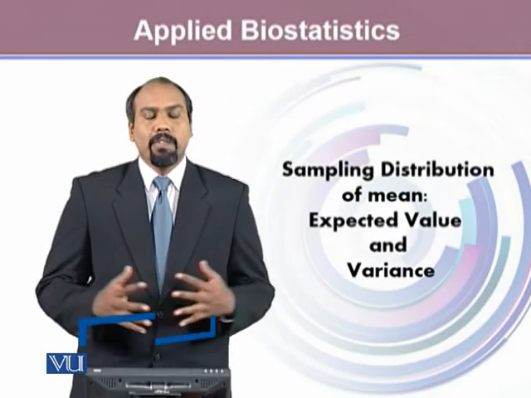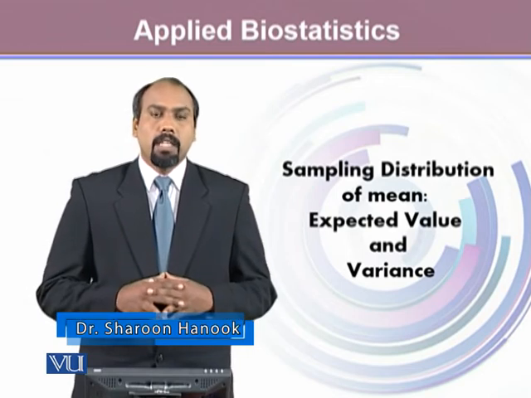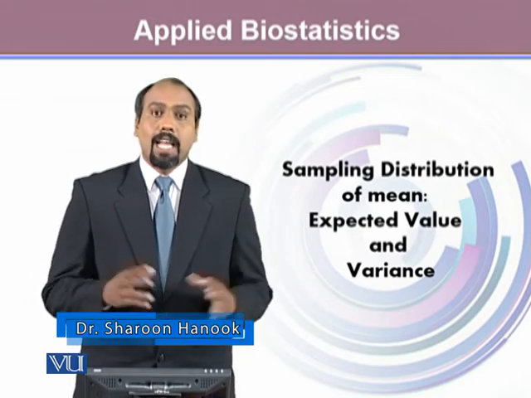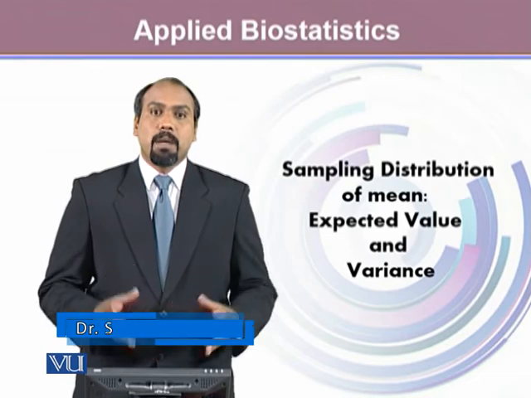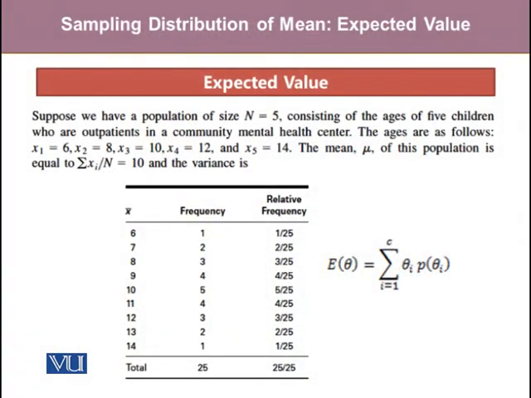In this module, we will continue the previous example to understand how we calculate the mean and the variance, as well as the standard error of the sampling distribution of the arithmetic mean. Using the same example where we have 5 individuals and their ages who are outpatients in the community mental health center, they got the population mean to be 10 and their population variance is 8, with their sampling distribution given in this table.